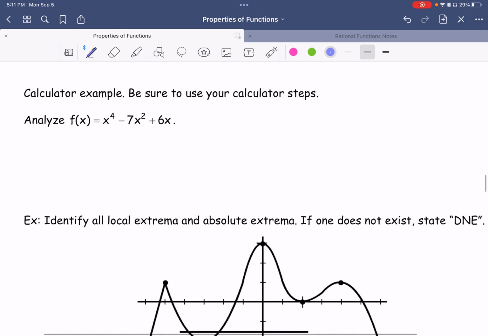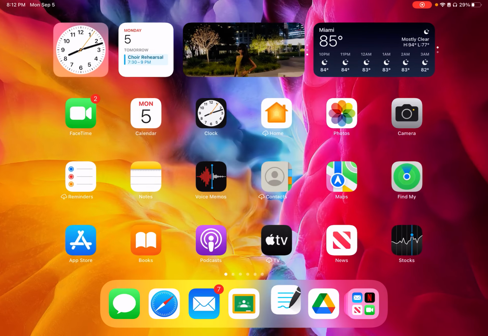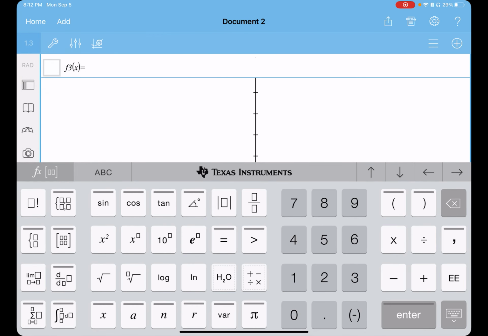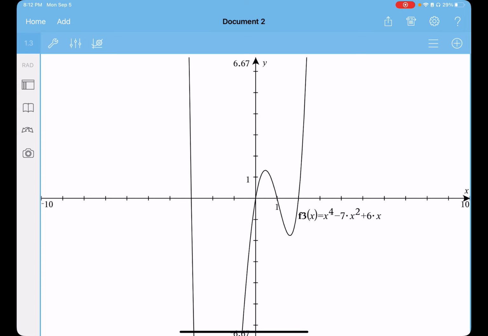You might need to practice this when you go to school. If you're watching this at home, practice with the Inspire so you can get the steps down. But I'm going to show you the steps on my calculator. Okay, so I'm going to open up a new graph and I'm going to type x to the power of 4 minus 7x squared plus 6x. Okay, and it looks something like this.